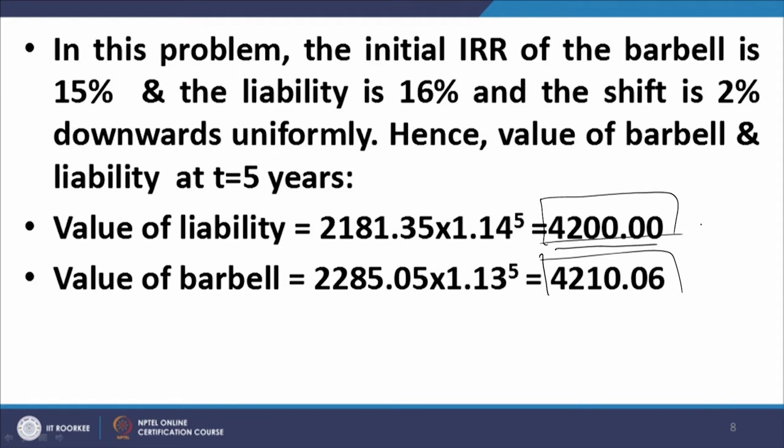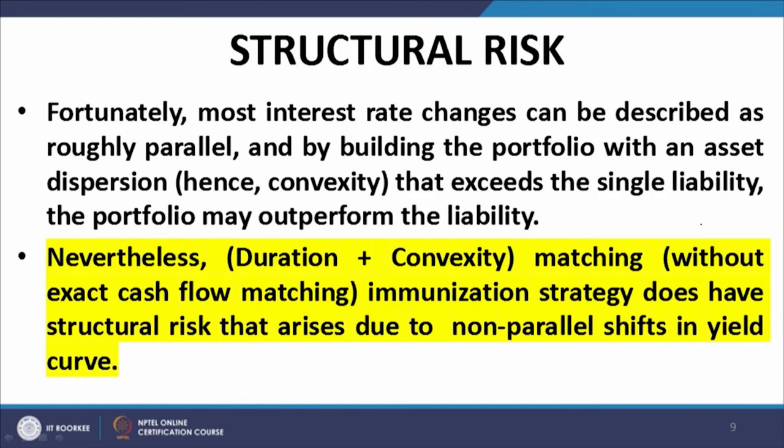So, this is how this example needs to be attempted, and this is the illustration that depicts the dynamics of the barbell strategy for immunizing a bullet liability when there is a parallel decline in the yield curve. Now, we talk about structural risk.